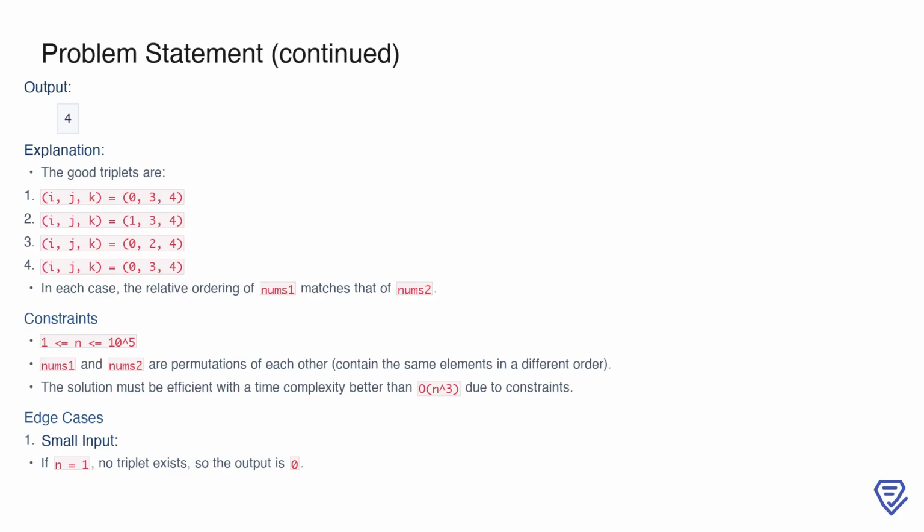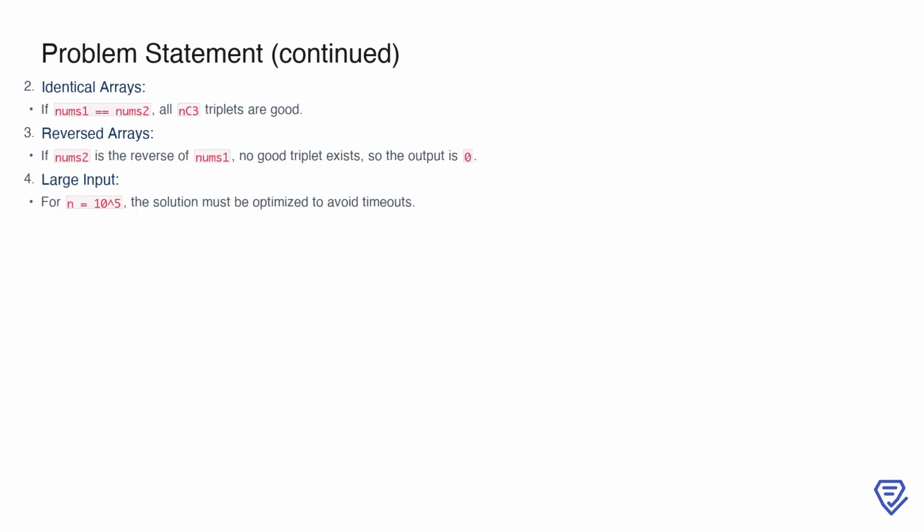However, given the constraints, we need to ensure our approach is efficient, as directly iterating through all possible combinations to check for good triplets would be computationally expensive for large values of n. Finally, let's discuss some edge cases.